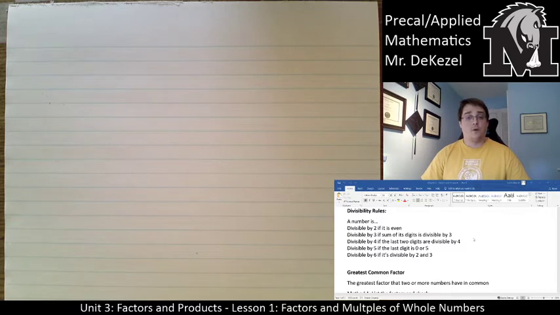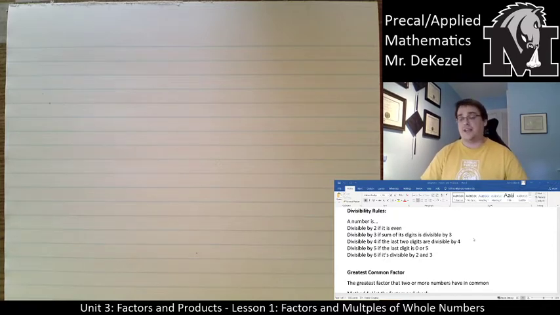The number is divisible by 4 if the last two digits are divisible by 4. So any number, no matter how long it is, if the last two digits are divisible by 4, the whole thing is divisible by 4. If the last two digits are 20, 24, 28, 40, 44, anything divisible by 4 into a whole number, the entire number is divisible by 4. It's divisible by 5 if the last digit is 0 or 5, as you guys know, anything like 10 or 15 or 20. And 6 is a little bit of a harder one, but if both 2 and 3 work out, then it is divisible by 6.